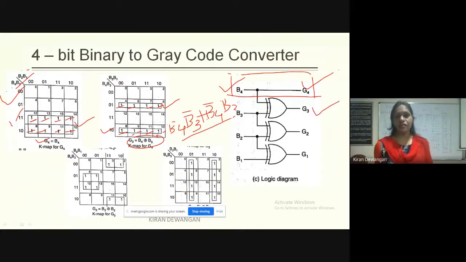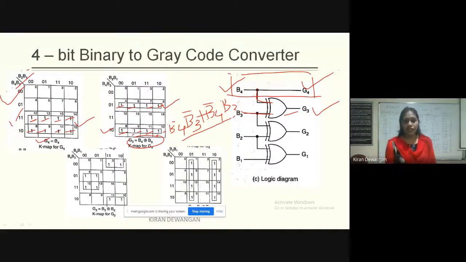यहाँ से हमें G3 मिलता है. B4 गया and B3 गया. We have given it to an XOR gate. Is this concept clear? Clear, students? Anyone who is not clear with this?